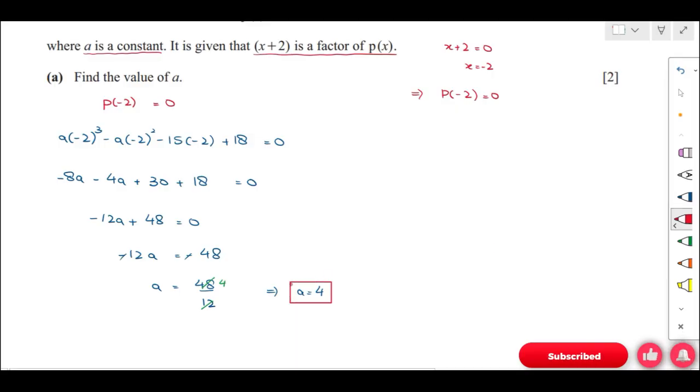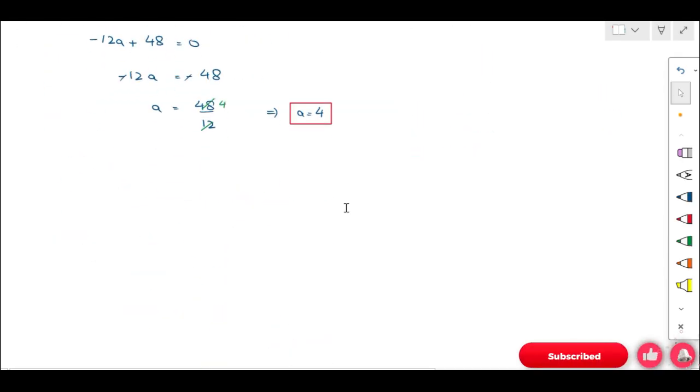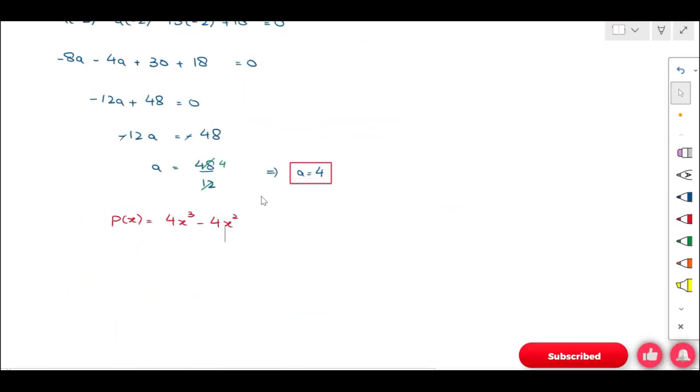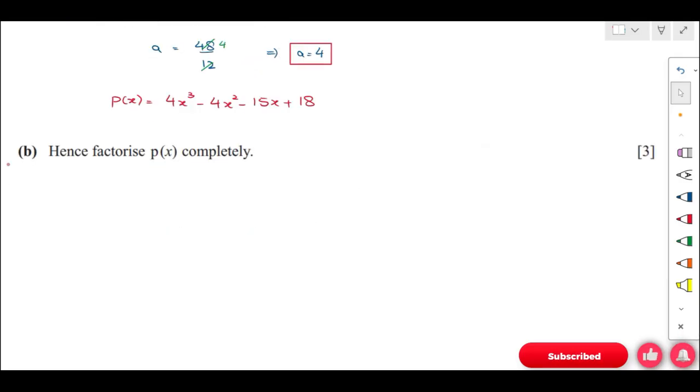So we are done with the a value, which is 4. We just need to substitute it into the polynomial ax cube minus ax square. So the polynomial p of x is 4x cube minus 4x square minus 15x plus 18. This is how your polynomial looks. Now for part B, hence factorize p of x completely.